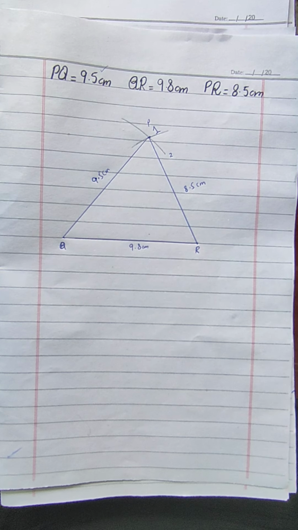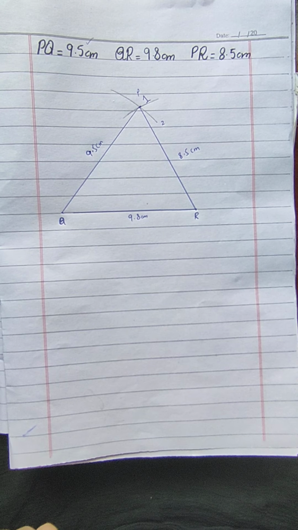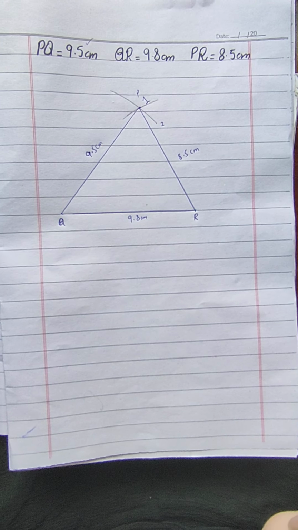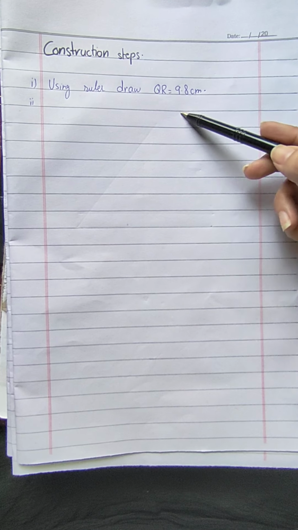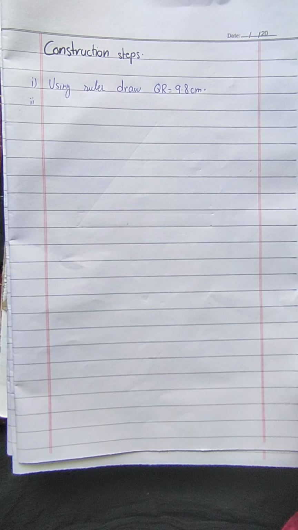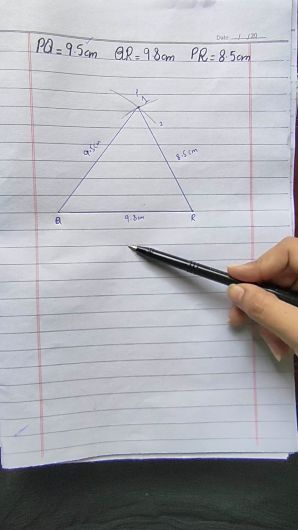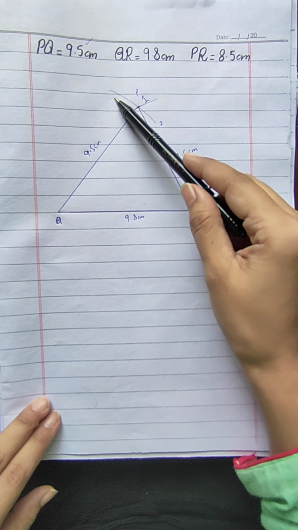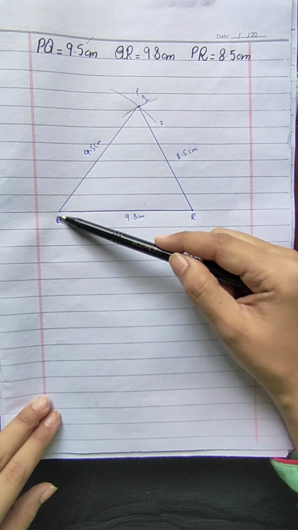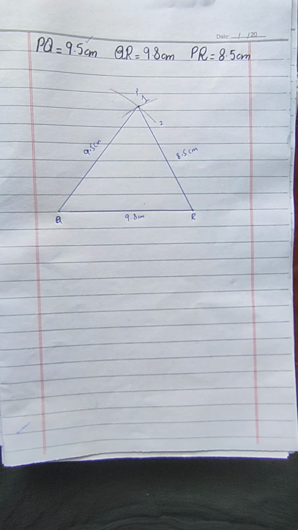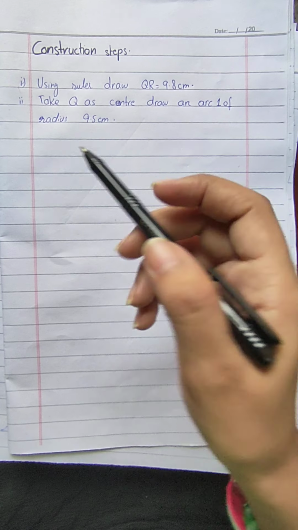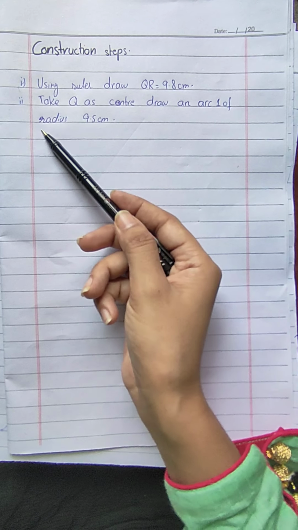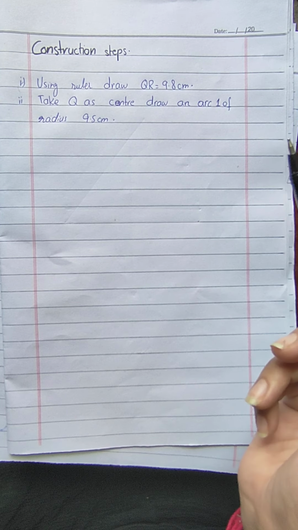Now we will write the construction steps. Our first construction step is QR is equal to 9.8 centimeter. Using a ruler, draw QR equal to 9.8 centimeter. Then the second step is we will take Q as a center and draw arc 1 of radius 9.5 centimeter.